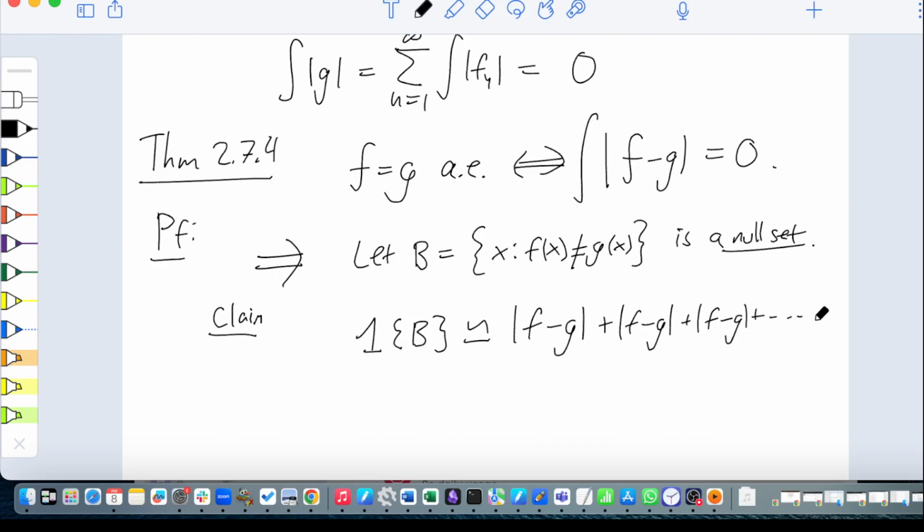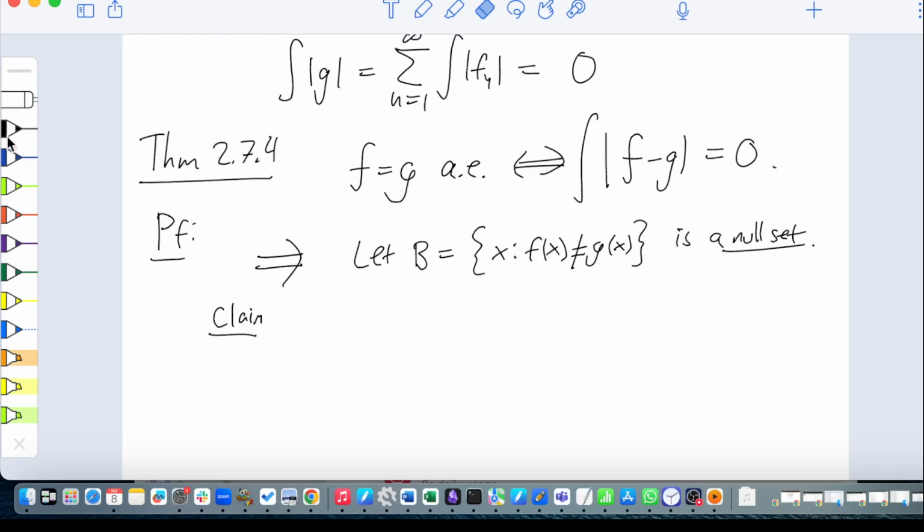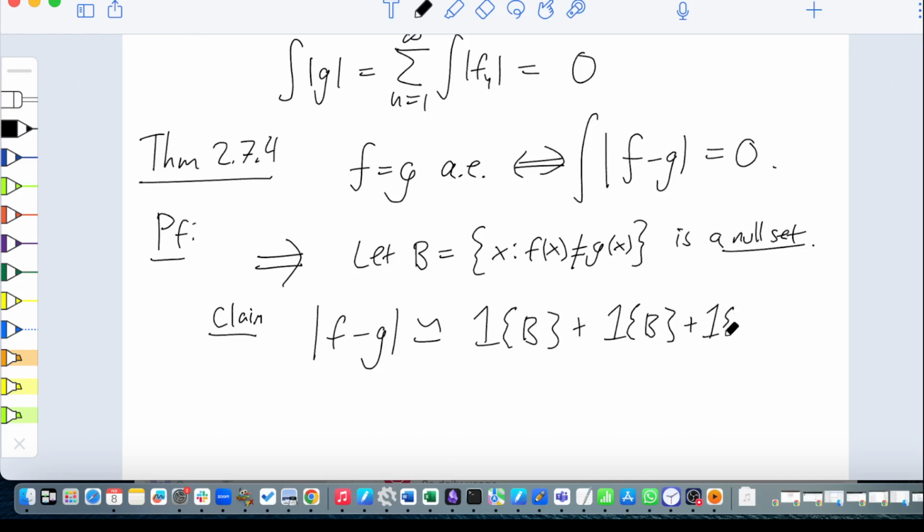How could it be that this holds? Oh, I did an oopsie. It's the other way around. Okay, hold on. That's the next part. It's this one: f minus g is sim equal to the indicator of b plus the indicator of b plus the indicator of b forever. How could this be true?